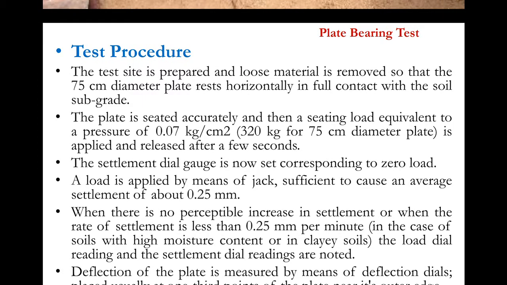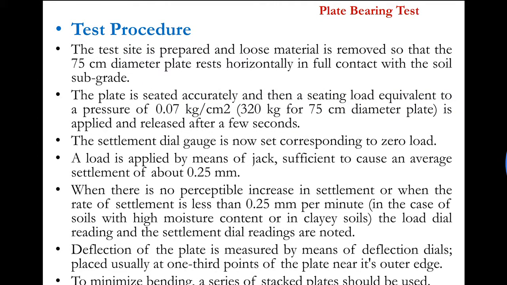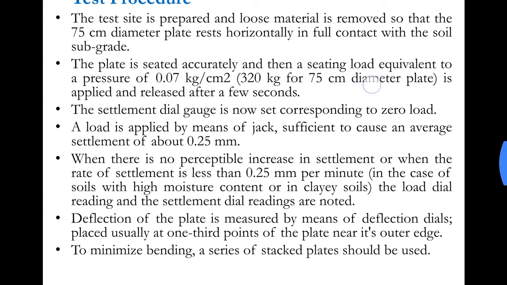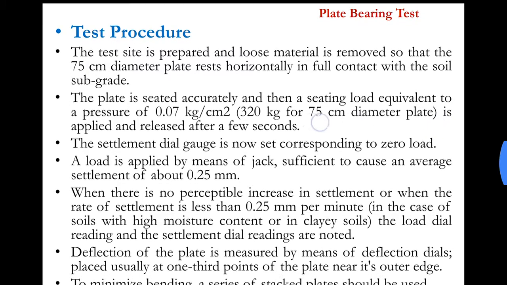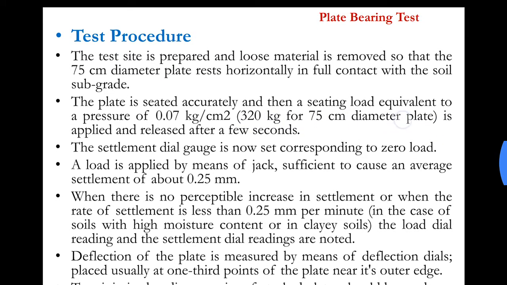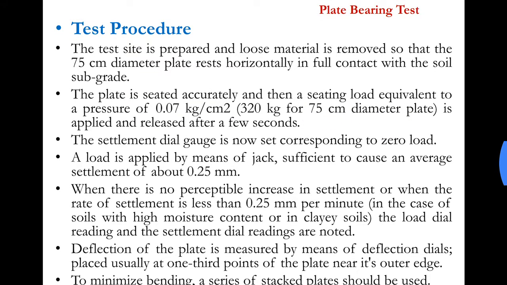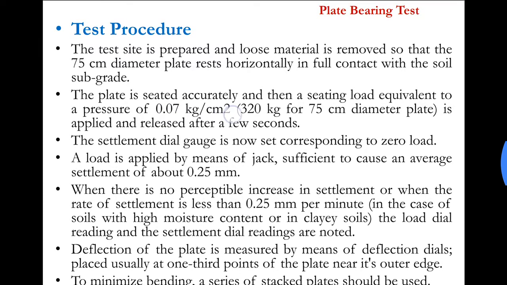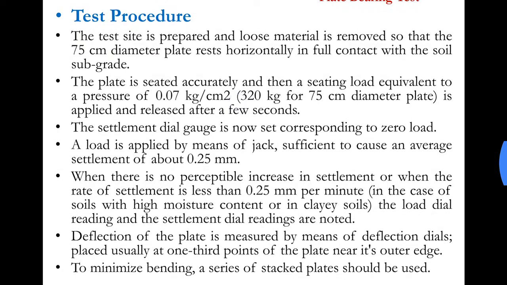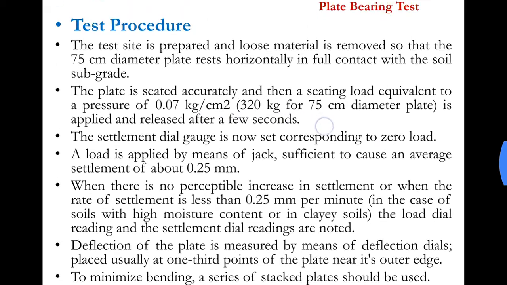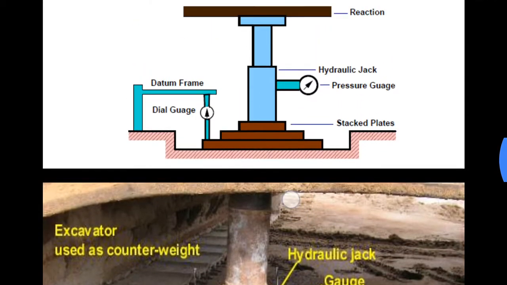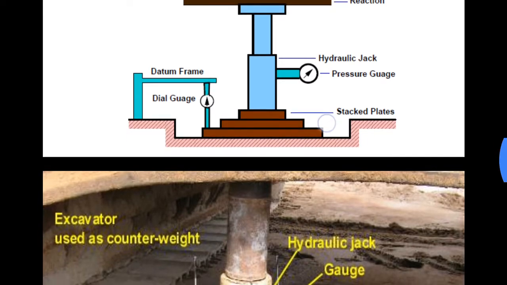The plate is seated accurately, and then a seating load equivalent to a pressure of 0.07 kg per centimeter square, that is 320 kg for 75 centimeter diameter plate. So 320 kg load for the area of a 75 centimeter diameter plate, you would get the pressure as 0.07 kg per centimeter square. Now this pressure is applied as a seating load and released after a few seconds. So initially we apply a seating load through these plates.